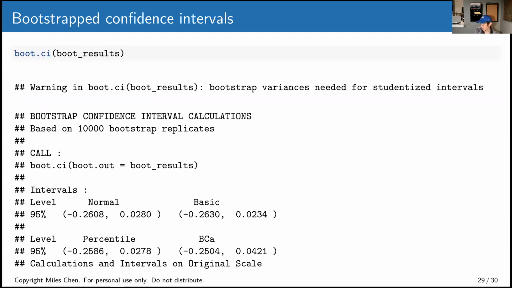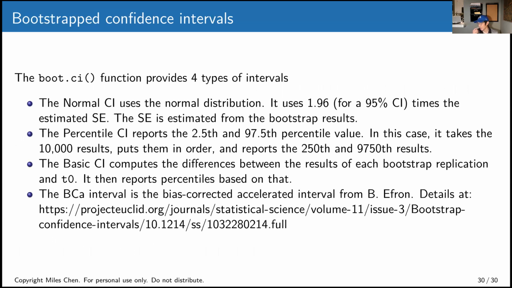And now we can create a confidence interval. We can create confidence intervals for the correlation, and we have a normal confidence interval, basic confidence interval, percentile confidence interval, and a BCA confidence interval. All of these confidence intervals go from negative to positive, indicating that for our 95% confidence interval, 0 is a plausible value for the correlation. So it's hard to say.